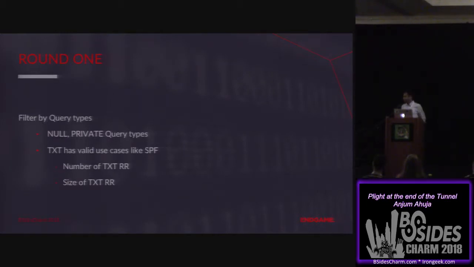Firstly, filtering by query type still works. There is no place for null and private queries in your DNS traffic. That's a complete no-no. Text, on the other hand, has a lot more use cases, and it's just free for all domain-specific use cases that you can provide. Originally, it was for SPF. Now, document signing uses it. Domain verification uses it. So text queries are all over the place. But what still works is looking at the number of text queries under a single domain and the size of the record.